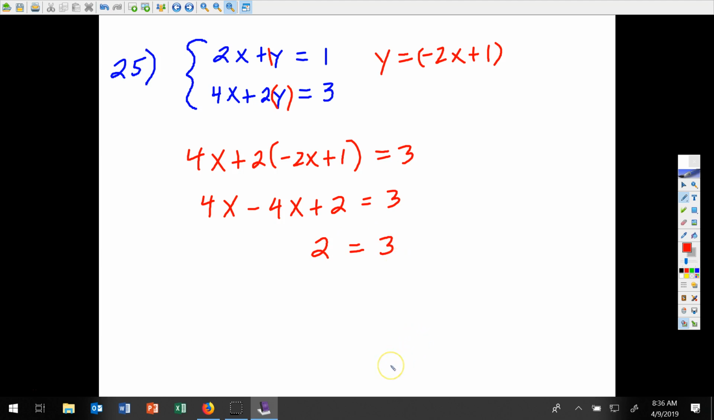So this is a clue. Whenever you get to this point, the variable cancels, and you're left with a false statement. This is sometimes known as no solution. But we're told in our instructions, if it is a no solution, we're going to say that it's inconsistent. AKA, there is no solution to this system.